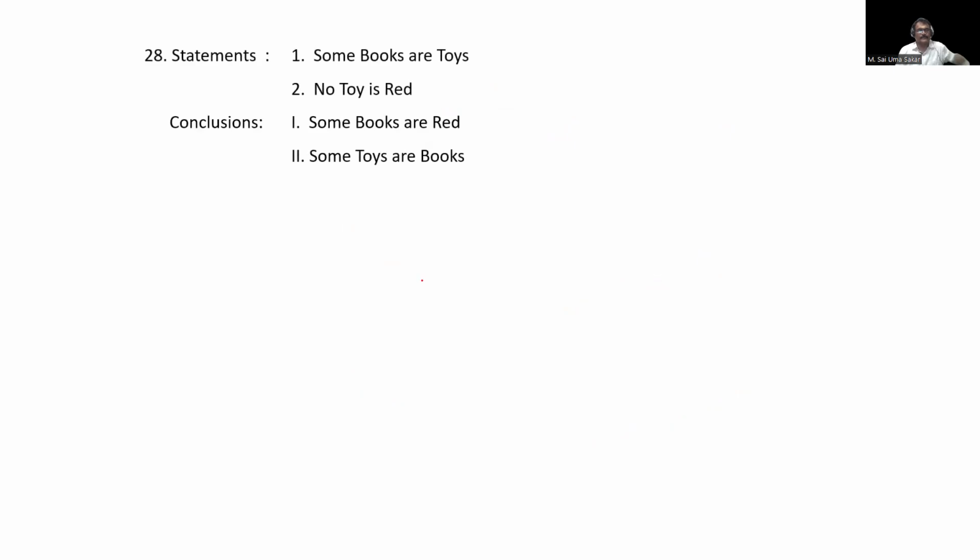Next, 28th one. Some books are toys, some toys are books. Yes, second one is valid. No toy is red. No. Next, if one of the statements is particular and the statement is negative, what is the conclusion? It must be particular negative. No. So there is no immediate inference. Complementary pair is also not satisfied. Why? Because if you want to find the complementary pair, two conclusions must be required. Here the second one is already valid. So what is the answer? Only two follows.